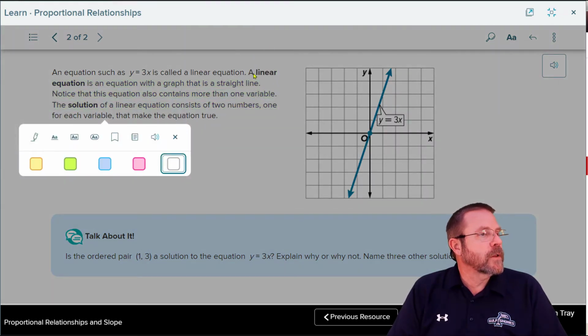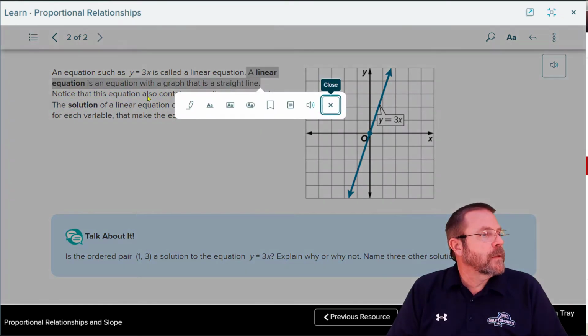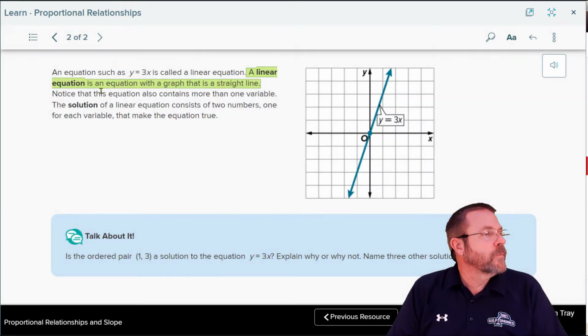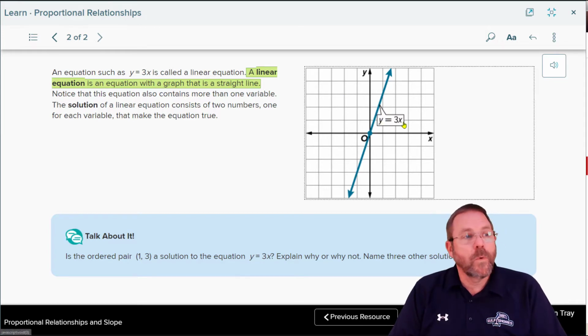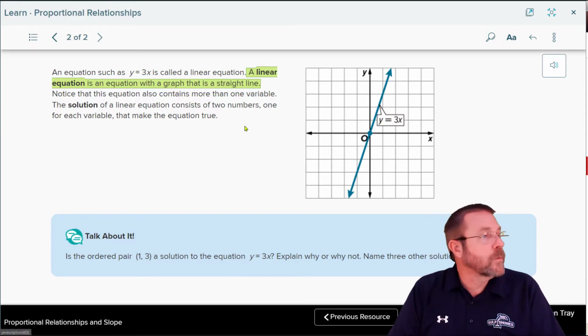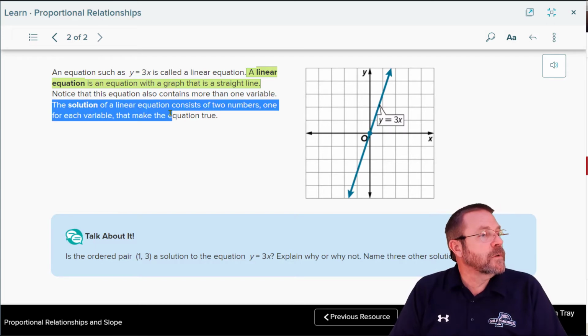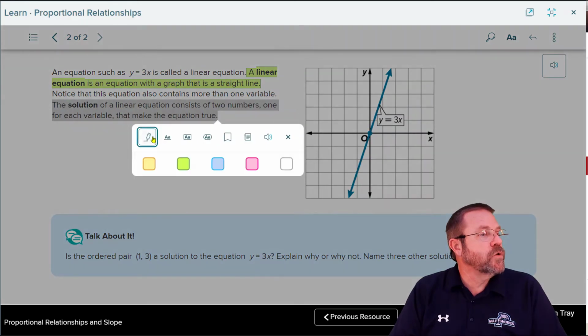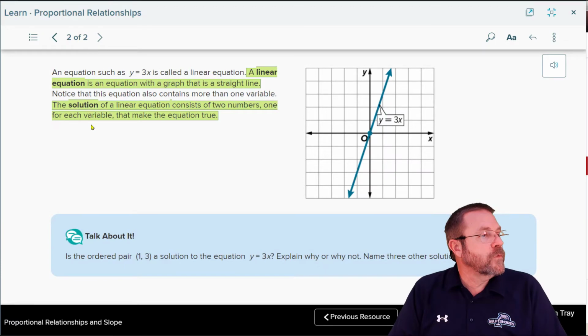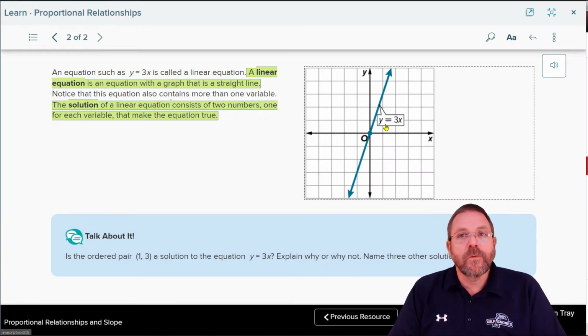Let's clear that out again. Try it again. And that's better. Notice that this equation contains more than one variable. You have both a y and an x here, two variables, and the solution to a linear equation consists of two numbers, one for each variable. You can have a number for x and you're going to have a number for y.